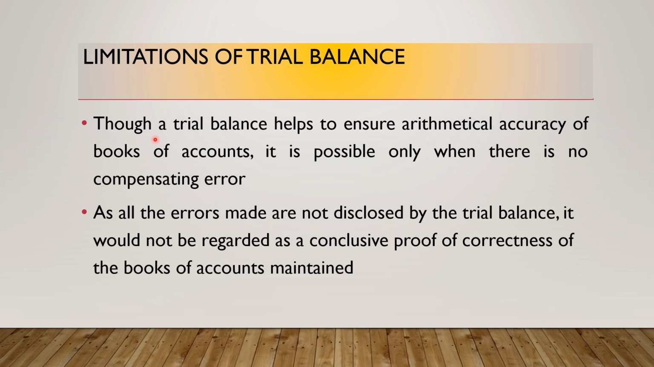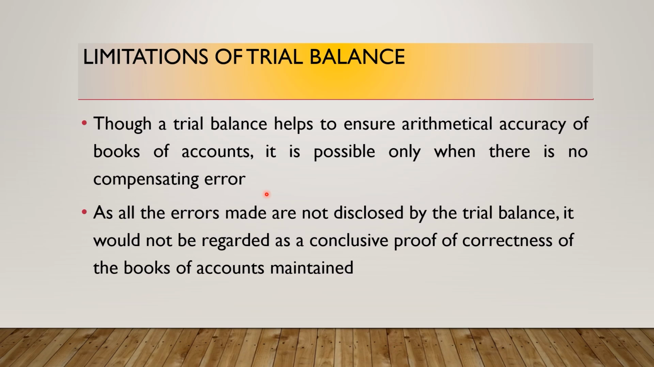Though a trial balance helps to ensure arithmetical accuracy of books of accounts, there is always a possibility of compensating errors. Now, what are compensating errors? At one place, I had to write 500, but I wrote 600. In the other account, I was supposed to write 600, but I wrote 500. So these are the errors that compensate with each other.